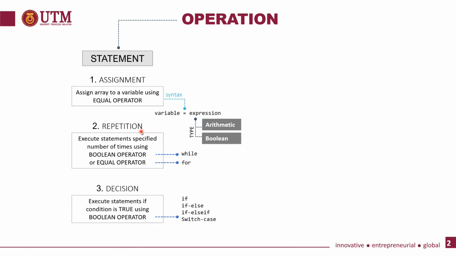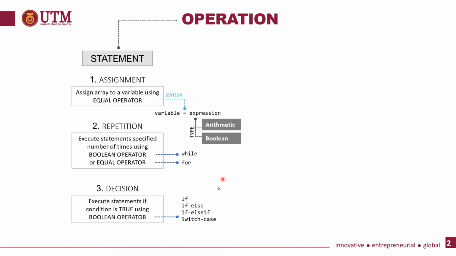Either it is repetition. So if you wanted to have your expression or your operation to be repeated, you need to execute statement specified number of time. You need to use while loop while you are using Boolean operator, or you can use for loop when you are using equal operator. Equal operator is like a number. So if you are using a number, you need to use for. Alright, so if you are using Boolean operator, which is true or false, you need to use while. For example, while it is true, it will execute this, this, and this. And for a is less than 1, less than 3, so it will execute this, this, and this.